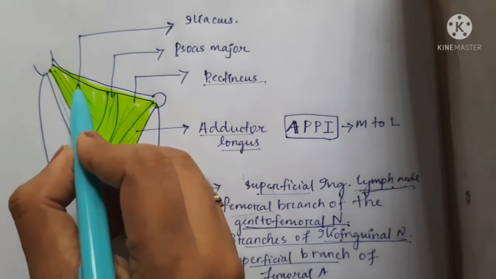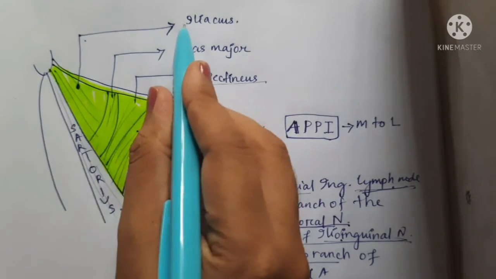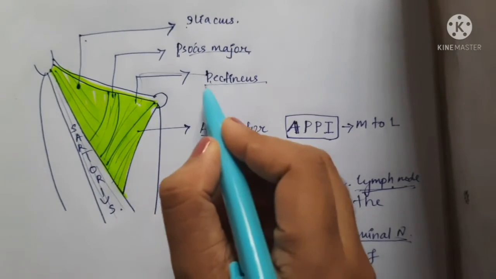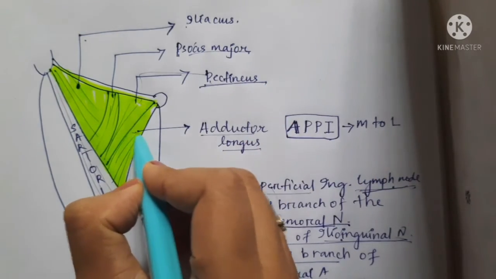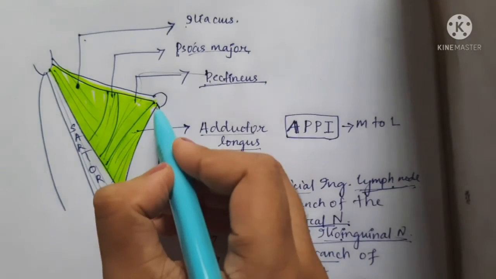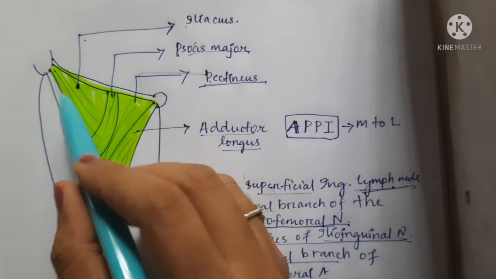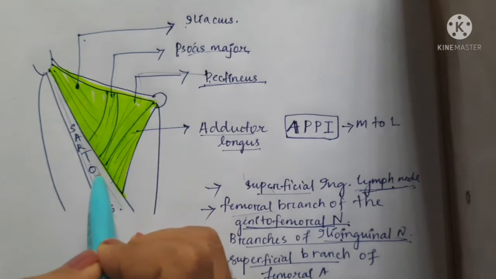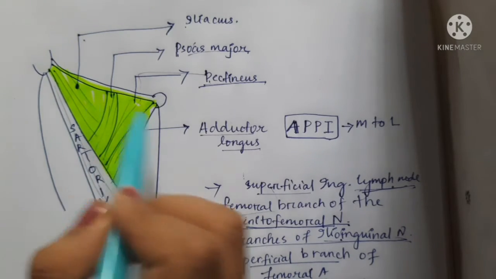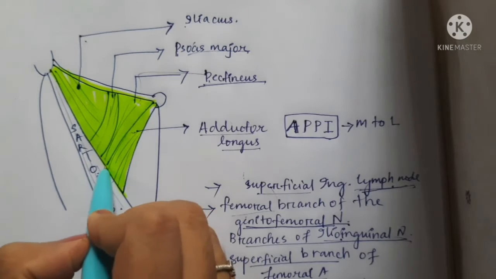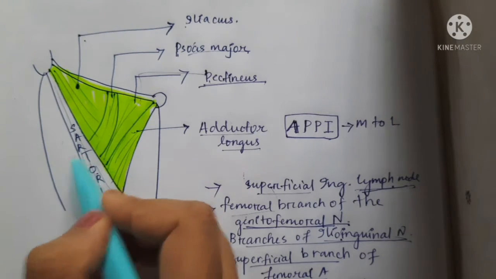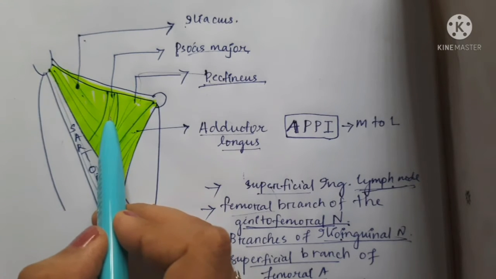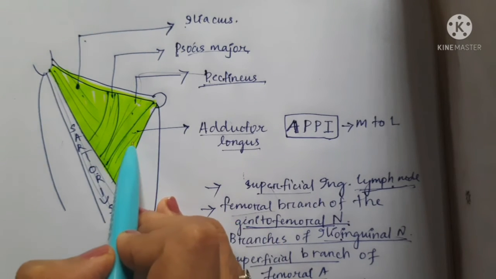Then it is the iliacus muscle. This one is psoas major, and this one is pectineus, and this one is adductor longus. But which muscles form the floor? The sartorius doesn't come in the floor of the femoral triangle. It forms the boundaries but doesn't belong to the floor. The floor is formed by only iliacus, psoas major, pectineus and adductor longus.